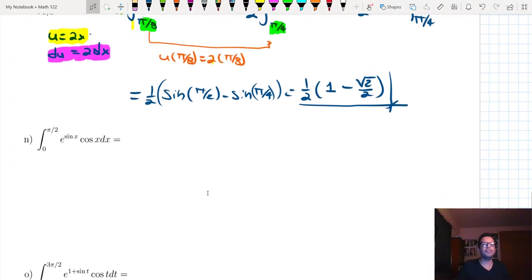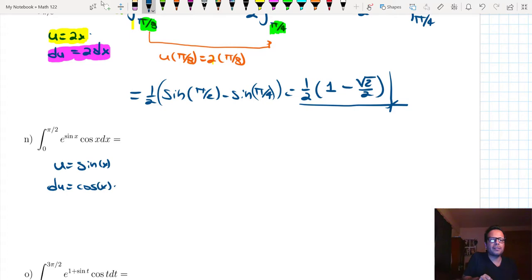So, let's see. Let's do letter N, another definite integral, right? So sine and cosine, how are they related? Well, cosine is the derivative of sine, so if we take u equals sine, the u substitution should work in this case, okay? So u equals sine of x, du equals cosine of x dx, all right?